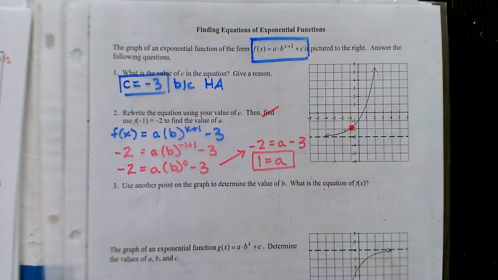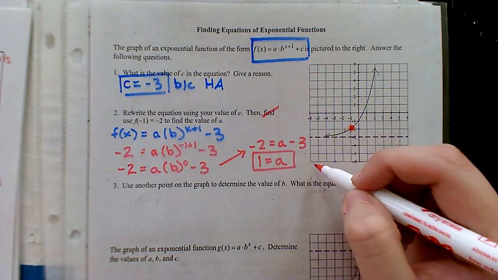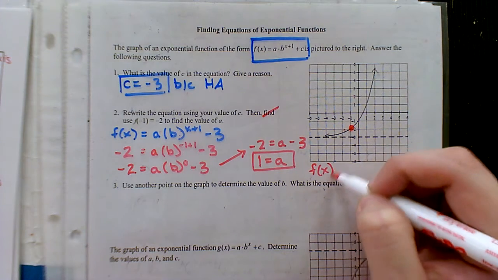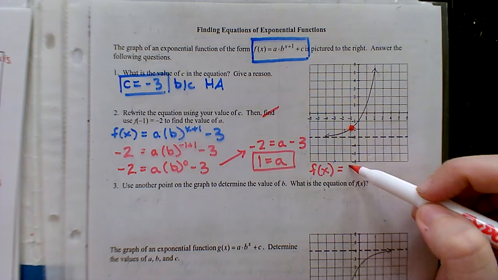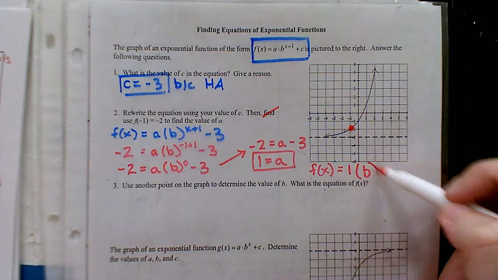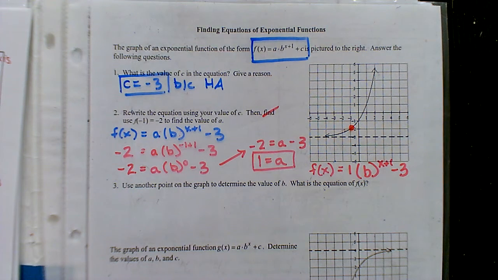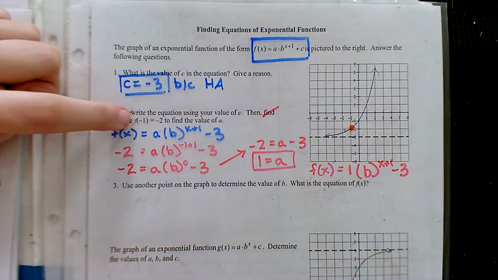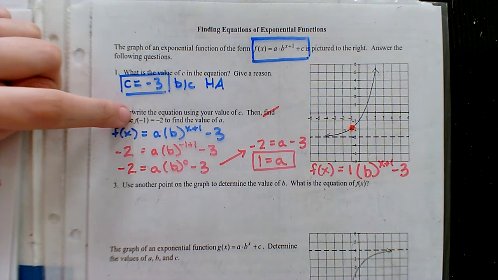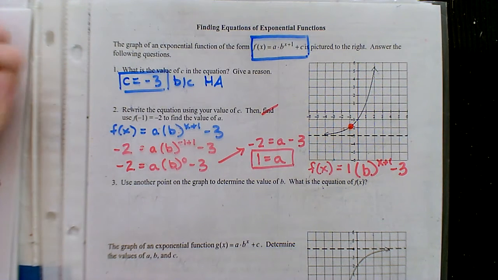All right, so we figured out another letter. Let's rewrite the equation again. F of x equals 1 times b to the x plus 1 power, and then we have a -3 on the end. Why do you think they wanted us to use this specific point to help us figure out the a value? Why not choose another point?